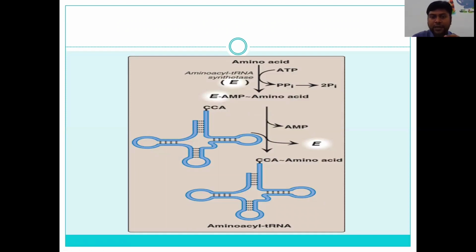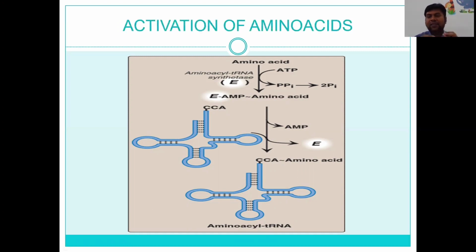That intermediate in turn will transfer the amino acid to the acceptor arm of tRNA, that means to the CCA nucleotides at the 3' end, to form the corresponding aminoacyl tRNA. This process in which the amino acid is transferred to tRNA is called activation of amino acid or charging of tRNA. This is how the methionine is transferred to its corresponding tRNA.